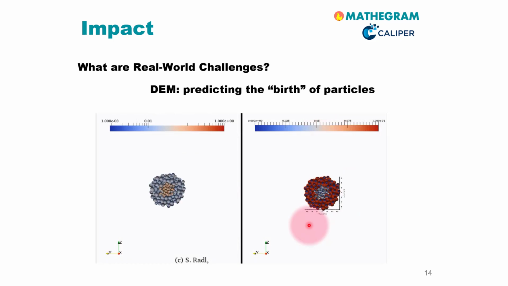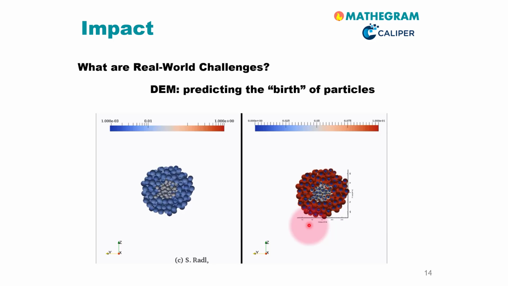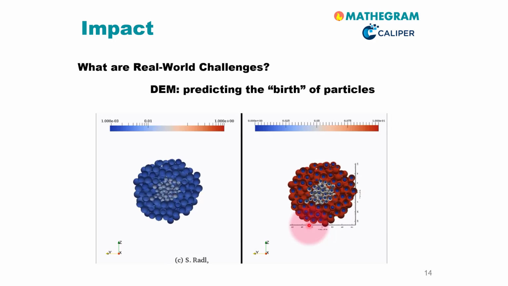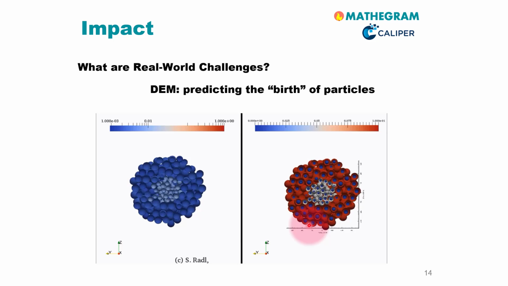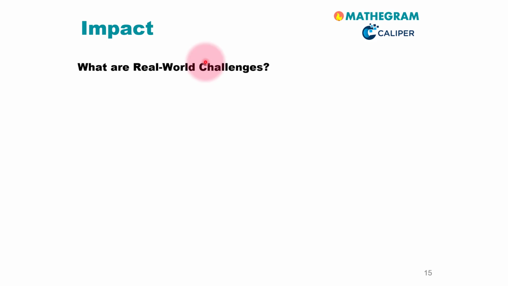So you see here that the DEM can also be used to model particles that grow during the simulation time. This is another important thing that you should know, that the particles not necessarily have to have a constant size, but they can also grow during the simulation, because, for example, they absorb material from the ambient fluid. Another real-world challenge that can be addressed with DEM simulations is the performance of reactors.